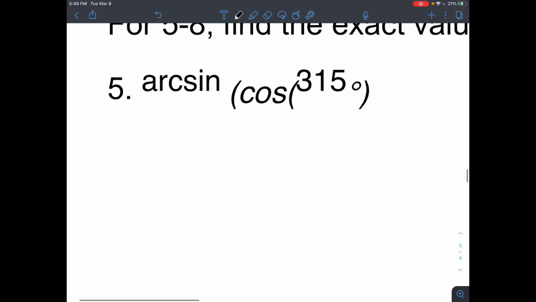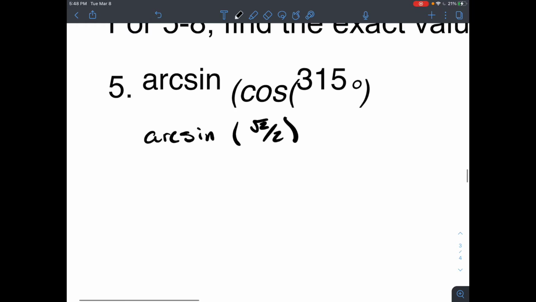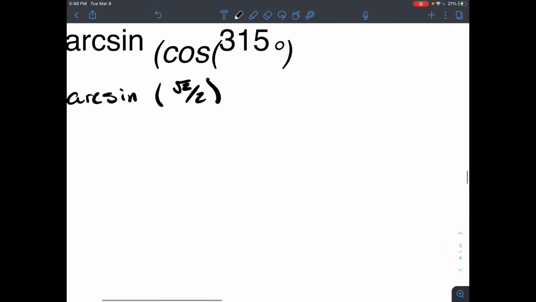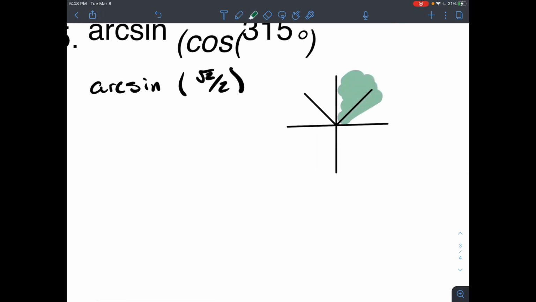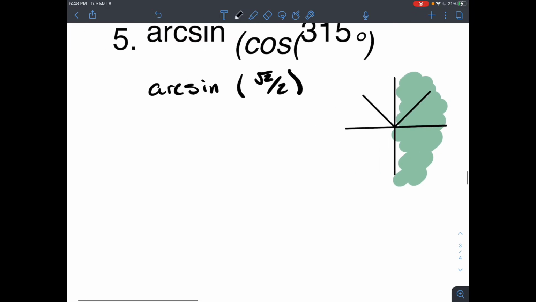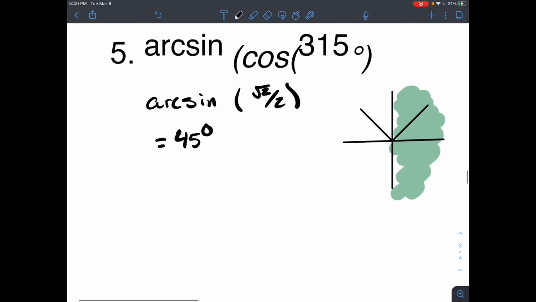Cosine of 315 is just radical 2 over 2. And now I need to find the arcsine of radical 2 over 2. So that is going to happen at these 2 points, at like 45 and then 135. But then we have to remember where sine can live. Sine can only live in these 2 quadrants. So this is just going to equal 45 degrees.